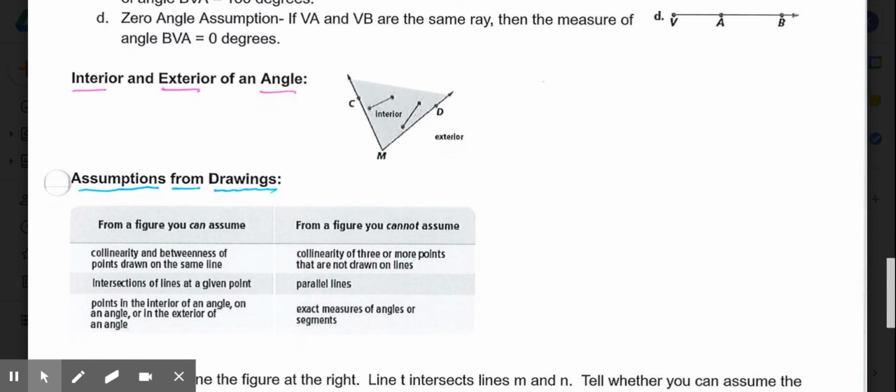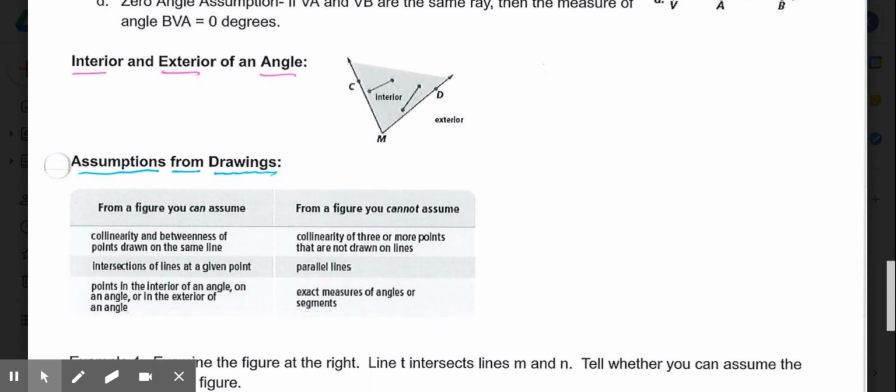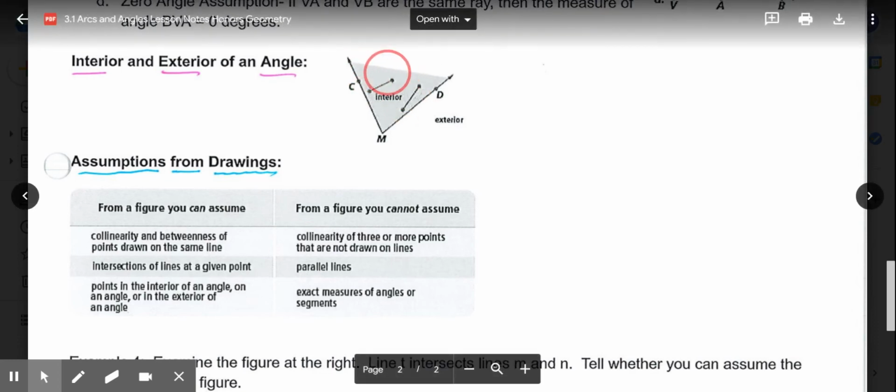And then we get to this final idea of an interior or exterior of an angle. The interior of an angle is the space that's in between the two rays and the vertex. So if the two rays are our sides, the interior is all the space in between those two rays. The exterior is everything outside of those two rays.